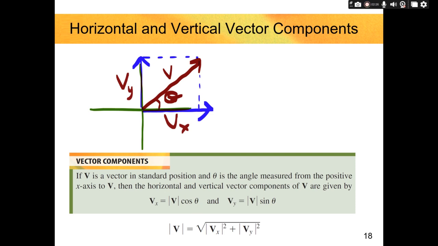Okay, so let me go back. I think this is easier to understand. Those that want an equation, go for it. I'll let you write down these two right here. So V of x equals the magnitude of V cosine theta. And then the vertical component, V of y, is going to be the magnitude times sine of theta. But let's go back to understand it, as opposed to just having an equation.